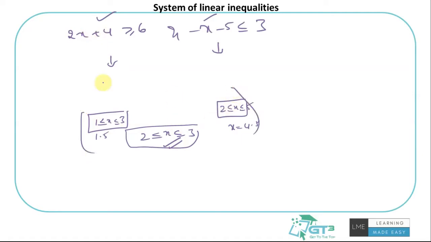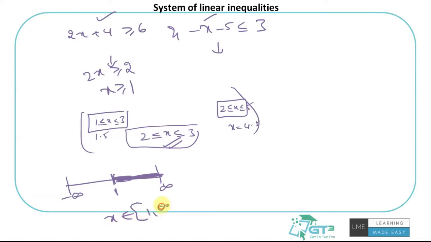Okay, let me solve these inequalities to find the actual zones. So 2x plus 4 is greater than or equals to 6. So 2x is greater than or equals to 6 minus 4, which is 2. So x should be greater than or equals to 1. So what is the zone for this? x should be greater than or equal to 1, so everything here is accepted for me. x belongs to 1 to infinity from the first inequality.